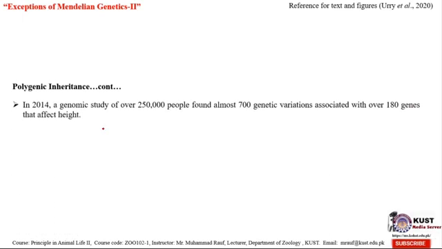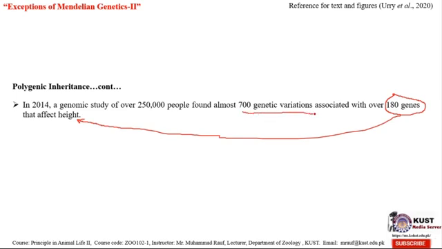Now in 2014, a genomic study of over 250,000 people found almost 700 genetic variations associated with over 180 genes that affect height. So there are over 180 genes which control only a single character, which is height, and therefore there were 700 genetic variations.